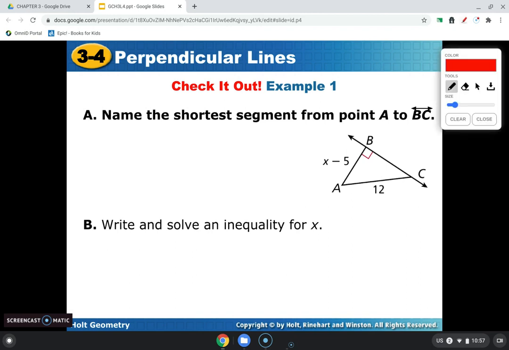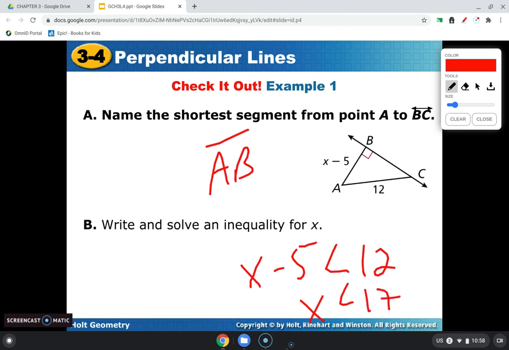Perpendicular, or shortest segment from point A to line BC. Well, the perpendicular segment is AB. Okay. And then write and solve an inequality for x. So we're going to compare x minus 5 to 12. Well, AB is the shortest, so x minus 5 has to be less than 12. So to solve this, we're going to add 5 to both sides. So my inequality would be x is less than 17.